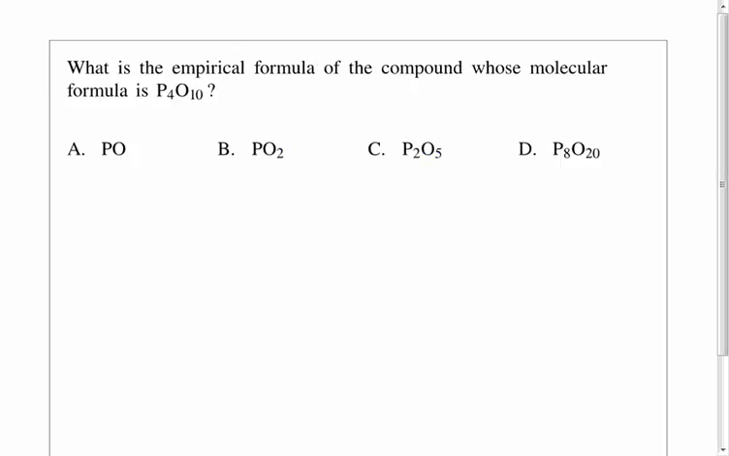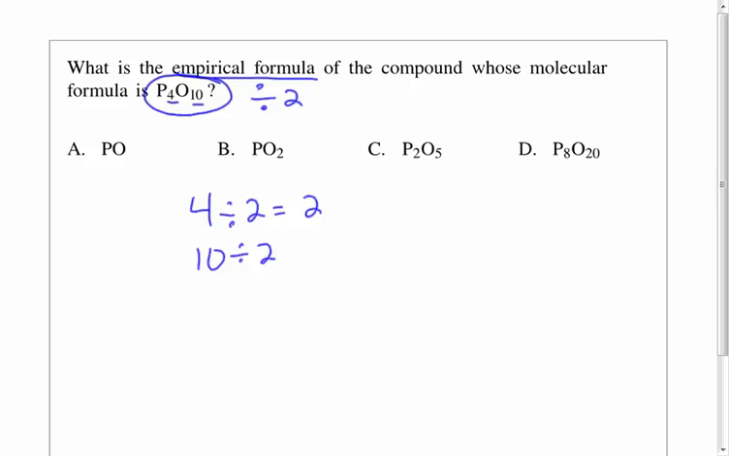Okay. We are going to take our molecular formula, and to find the empirical formula, we will reduce it. What number can divide into both 4 and 10? We can divide them both by 2. So 4 divided by 2, we'll get 2. If we have 10 divided by 2, we'll get 5. So we'll have P2O5. And that goes with choice C. And that was for question number 7.